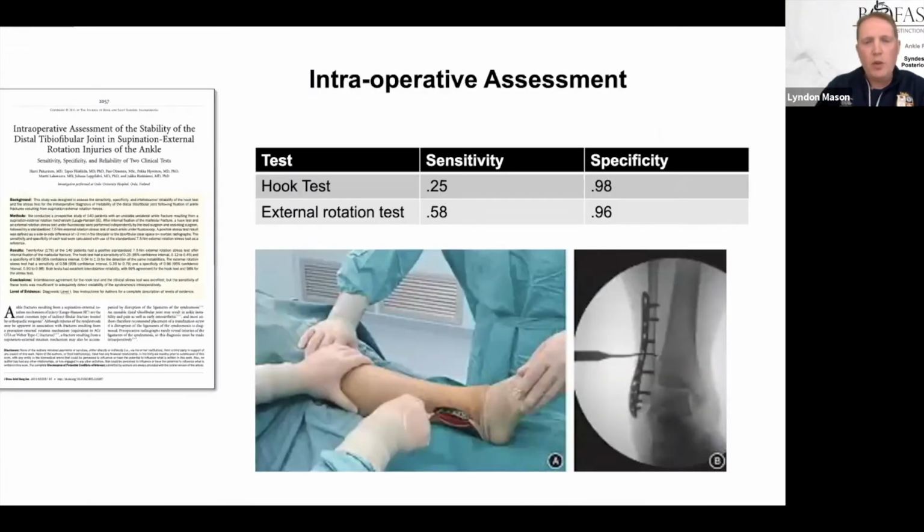Intraoperatively, the ones most people know are the hook test and the external rotation test. Now, as you can see, the hook test has a sensitivity of only 25 as compared to the external rotation test of 58. But as I said earlier in regards to stability, for the hook test to work, you have to have 3 ligaments gone. So it would have to be coronally unstable. For the external rotation test, you only need 1 ligament to be gone to be rotationally unstable. So the external rotation test, in my practice, is what I use.